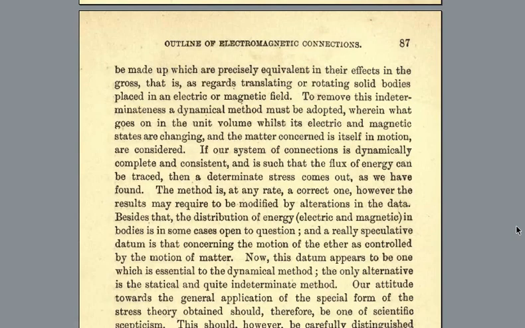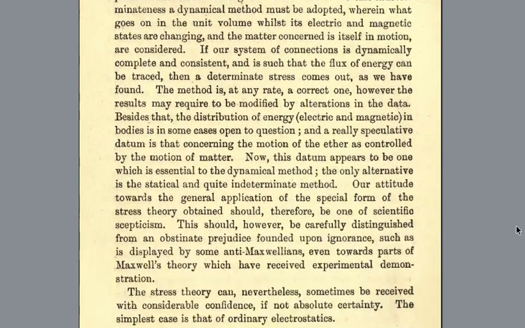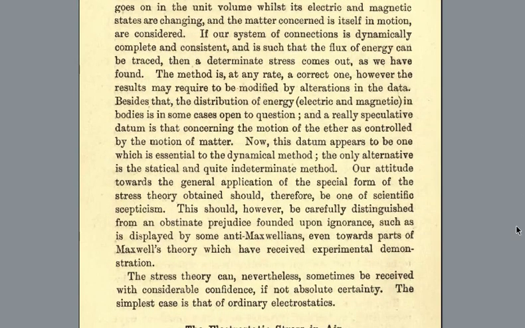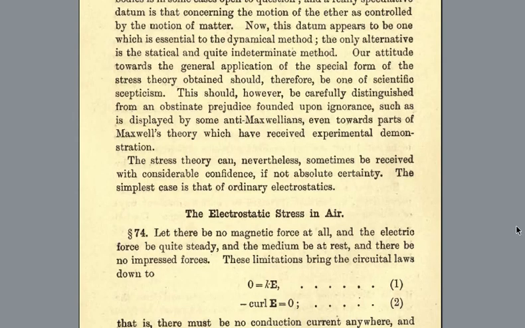If our system of connections is dynamically complete and consistent and is such that the flux of energy can be traced, then a determinate stress comes out, as we have found. The method is, at any rate, a correct one. However, the results may require to be modified by alterations in the data. Besides that, the distribution of energy, electric and magnetic, in bodies is in some cases open to question. And a really speculative datum is that concerning the motion of the ether as controlled by the motion of matter. Now, this datum appears to be one which is essential to the dynamical method. The only alternative is the statical and quite indeterminate method.